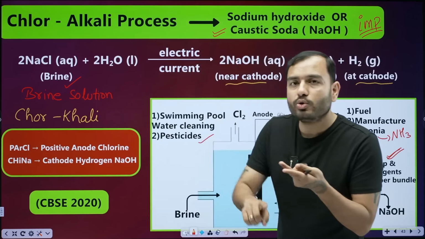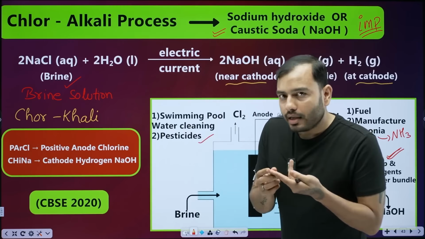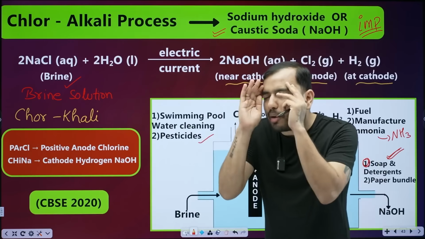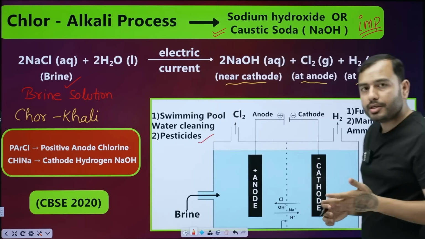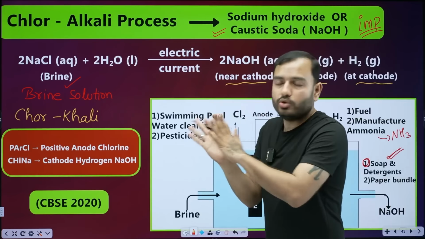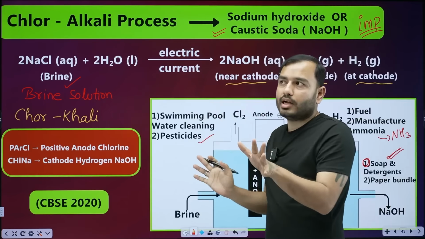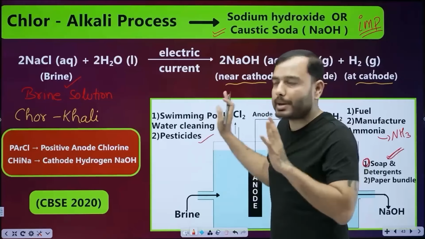What is formed? NaOH, chlorine and hydrogen. What is the use of NaOH? Biggest use: make soap and detergent. The use of hydrogen is fuel and ammonia. Chlorine is used for cleaning water, swimming pool water, and pesticides.